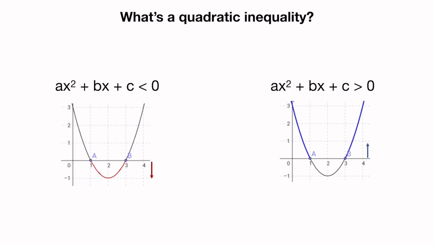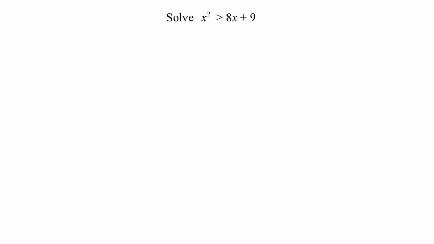And for the opposite one, ax squared plus bx plus c is greater than 0, we're looking at the part of the graph that's above the x-axis, so above y equals 0. It can also be less than or equal to 0 and greater than or equal to 0. But essentially, those are the parts that we're looking at here. So here's a typical question you could get.